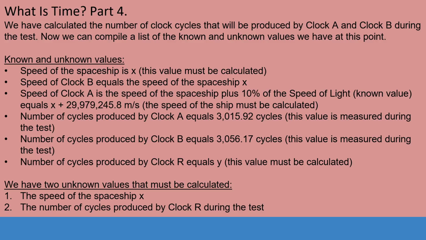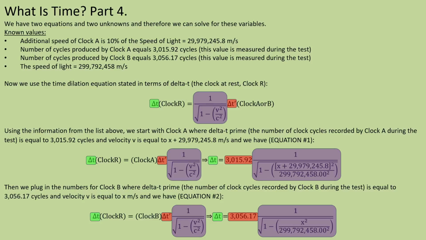Number of cycles produced by clock A equals 3015.92 cycles. That value we found out during the test. Number of clock cycles produced by clock B equals 3056.17 cycles. We also found out this value. It was measured during the test. Number of clock cycles produced by clock R equals y. This is a value we must calculate. So we have two unknown values that must be calculated: the speed of the spaceship, x, and the number of clock cycles produced by clock R during the test. We have two equations and two unknowns, and therefore we can solve for these variables.